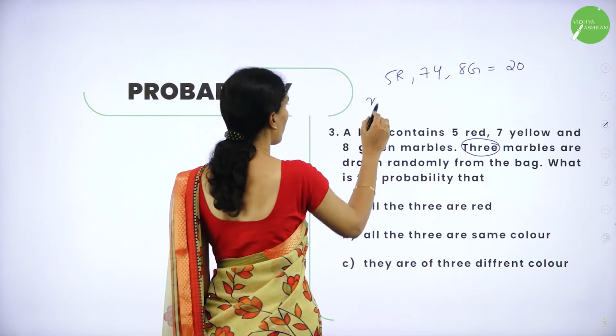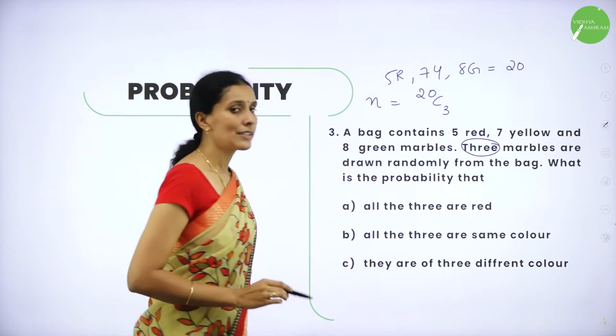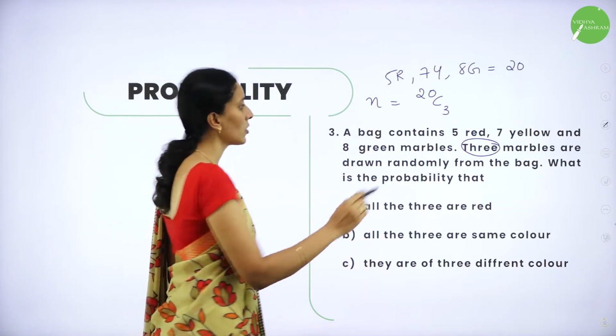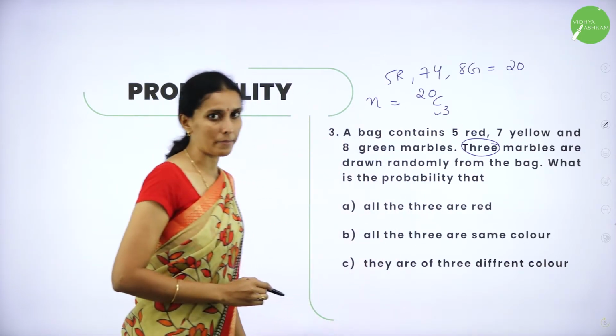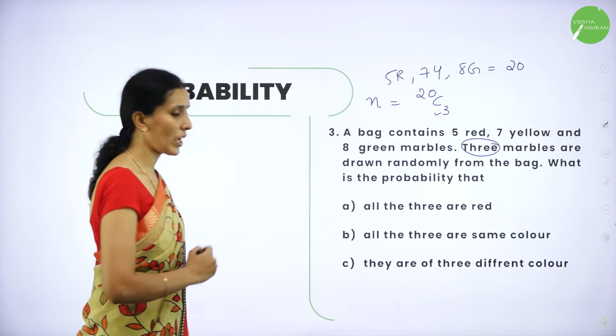My total number of outcomes is 20C3. That is, out of 20 marbles, you are supposed to choose 3 marbles. Now let me calculate the favorable outcomes for each case.